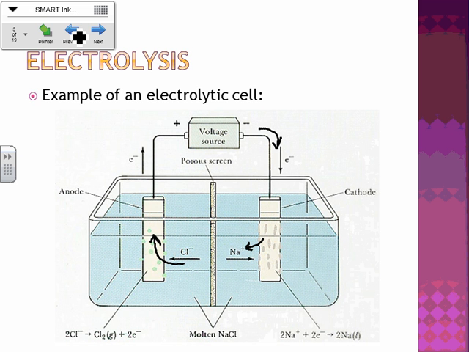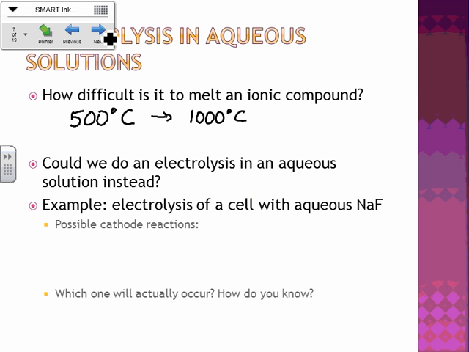Okay, then they dissociate. You have Na plus, Cl minus. That seems much simpler, doesn't it? Why do we have to melt these things? So could we do an electrolysis in an aqueous solution instead is the question. Alright, so let's do an example here. Let's say we've got the electrolysis of a cell with NaF, okay? And so we want to make pure sodium, pure fluorine gas, okay? And we put that into an aqueous solution.